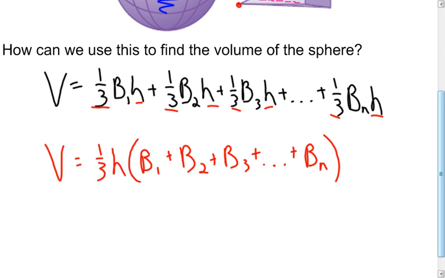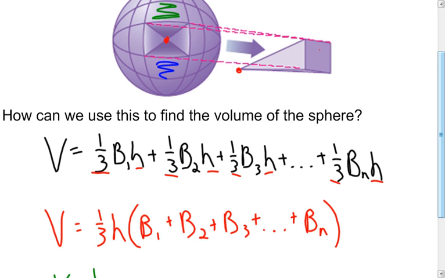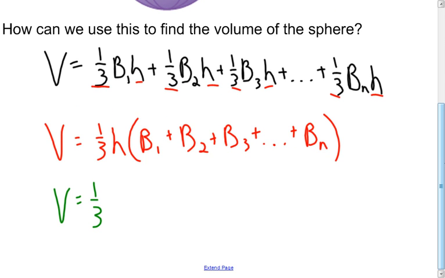Now when you look at this, volume is going to equal 1/3 h. Remember we said that that was the distance from the center of my sphere to the base of all the pyramids. Well, that's nothing more than the radius of my sphere. So I'm going to replace the h with an r. And then all this, b1 plus b2 plus b3, so on, those are the areas of all the bases of the pyramids.